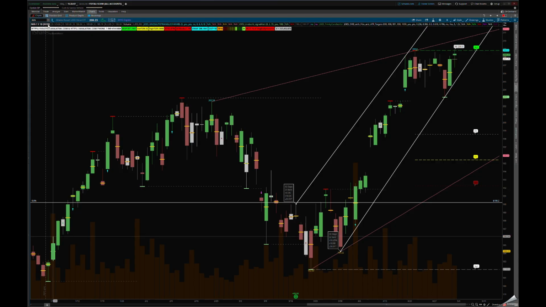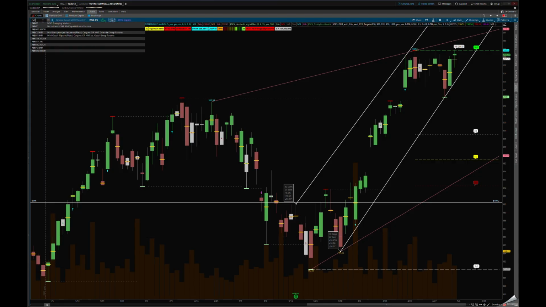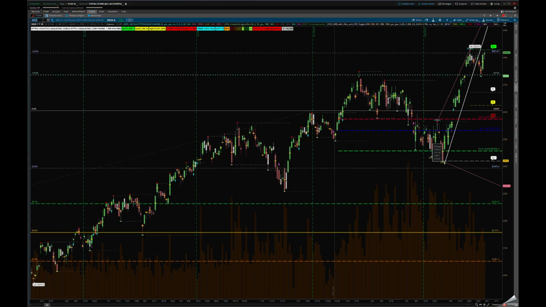Let's go take a look at the Russell micro 2K. I don't know if there's anything on the micro 2K. I do have the Fibonaccis that are from the prior year, fibs for the year. And you can see when we went up in January, February, when we created that head and shoulder, and we eventually fell back down, rallied back up.